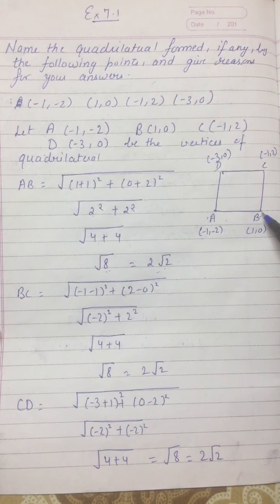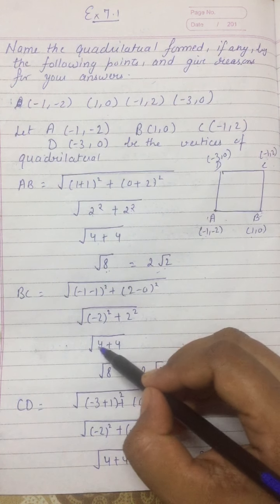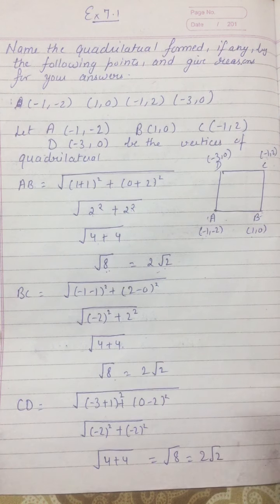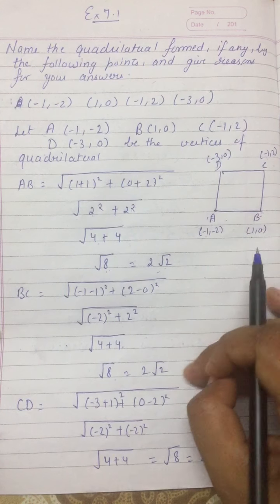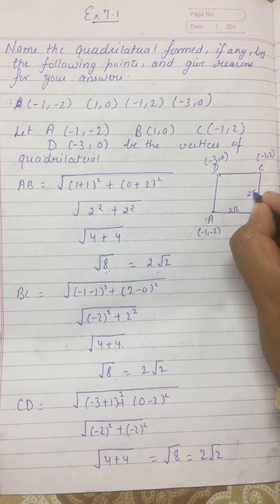Similarly, I have calculated the distance between B and C: (minus 1 minus 1) whole square plus (2 minus 0) whole square, 4 plus 4, root 8, 2 root 2. Again the same. Now this is 2 root 2, and this is 2 root 2.